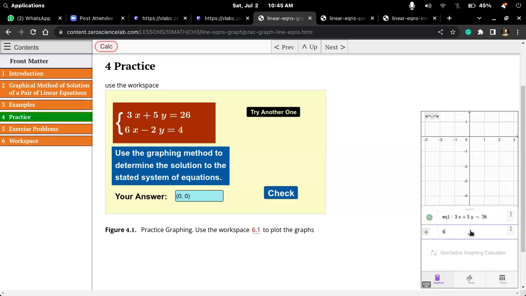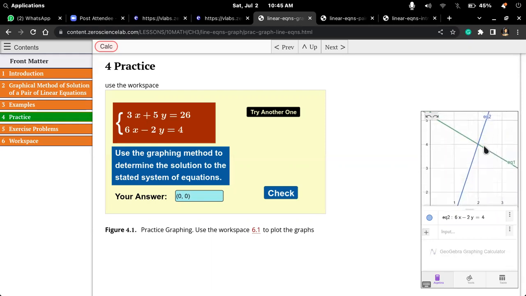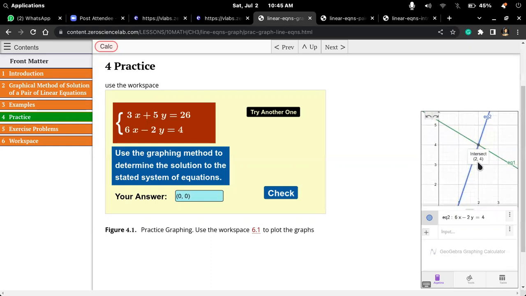Another equation, 6x minus 2y is equal to 4. Now I have two equations. Now we can identify the intercept point. So this is, now they can answer it. So this tool is always available.